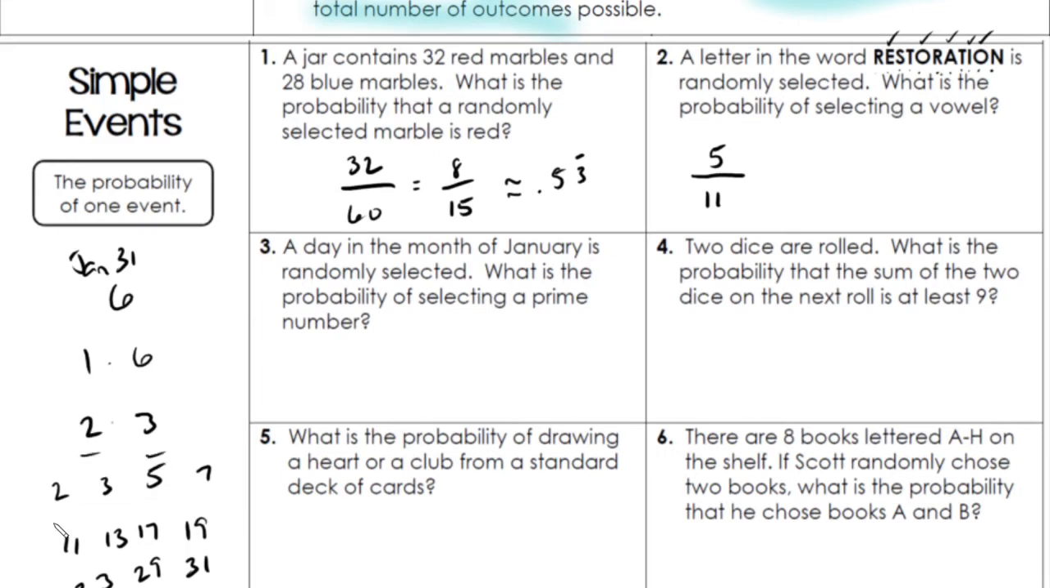There's 1, 2, 3, 4, 5, 6, 7, 8, 9, 10, 11. 11 numbers. Yeah. 11 out of 31. So 11 of those days in January are prime. Number 4, 2 dice are rolled. What is the probability that the sum of the 2 dice is at least 9?